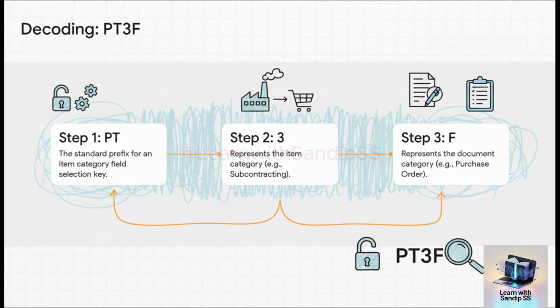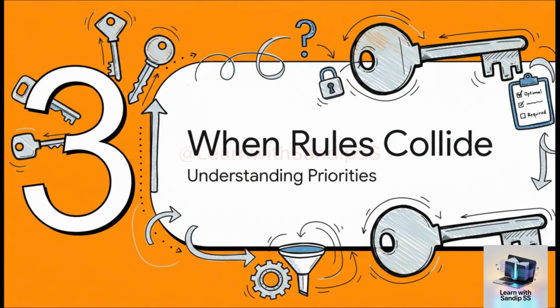So you see, PT3F isn't random at all. It literally means the key for subcontracting items in a purchase order. Once you get the hang of it, you can start to read them like a language. Okay, this is where things get really interesting. We've got all these different keys, right?